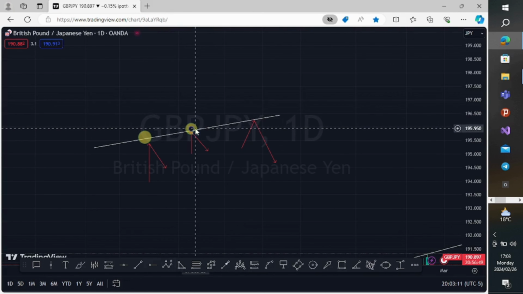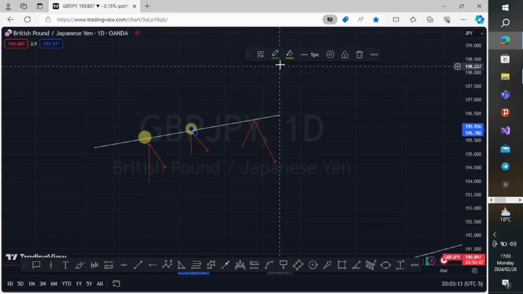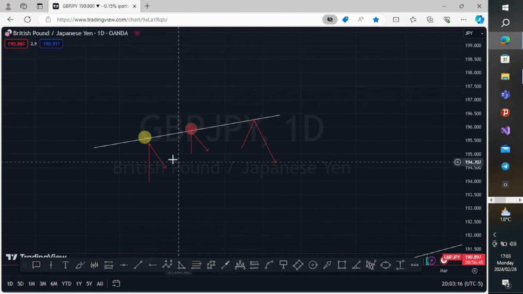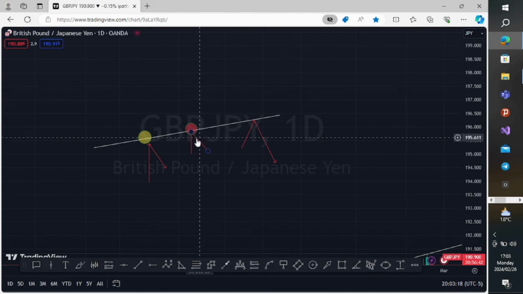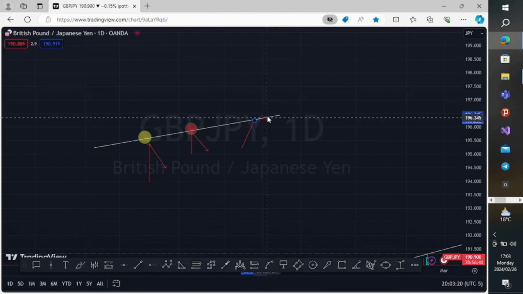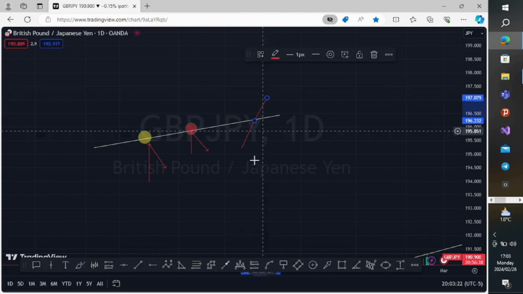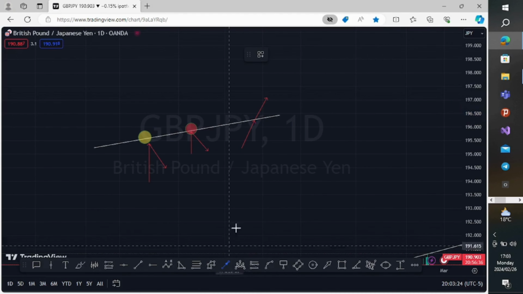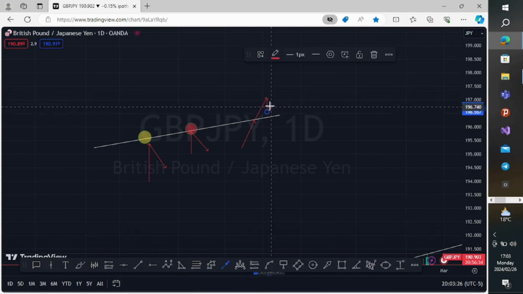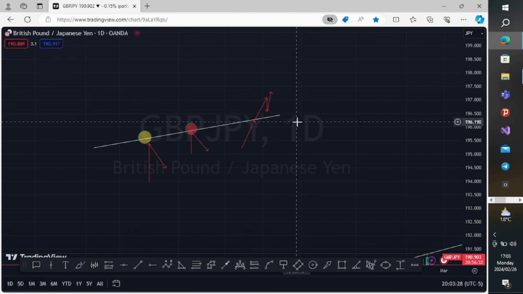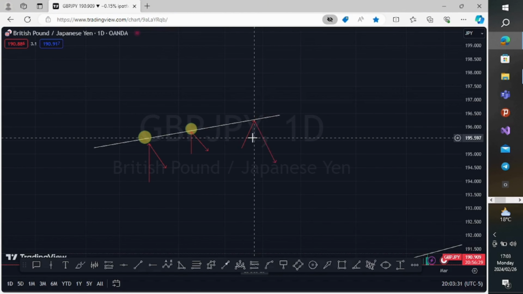But if the trend line was built upon a strong and a weak high, the trend line would become weak and price would break above, retest it from above, and then start shooting upwards. You get what I'm saying? So that's what I want us to focus on.